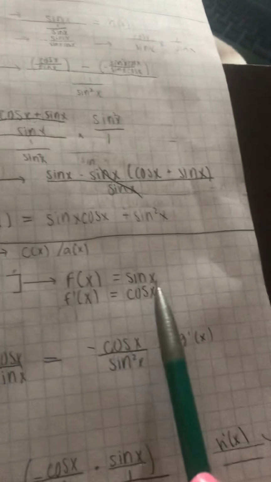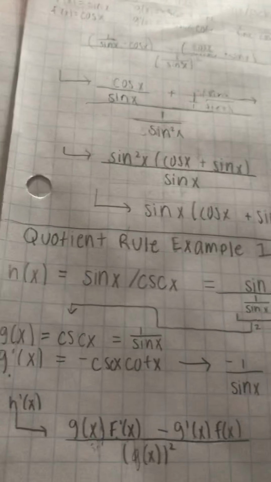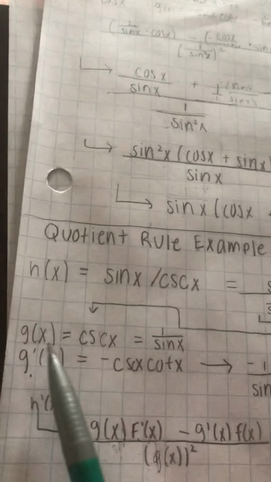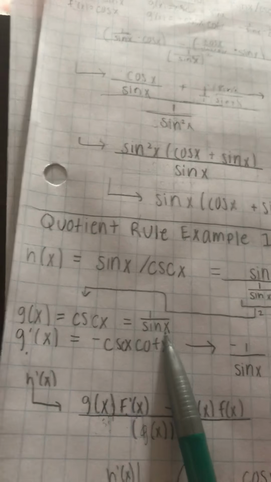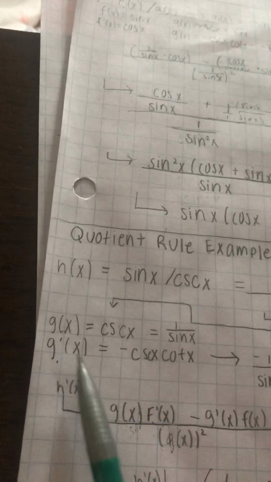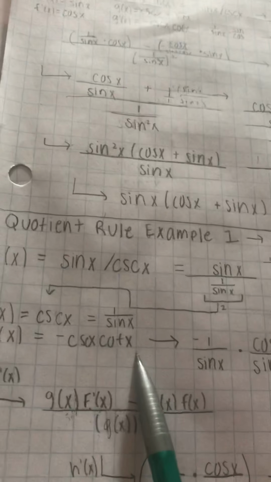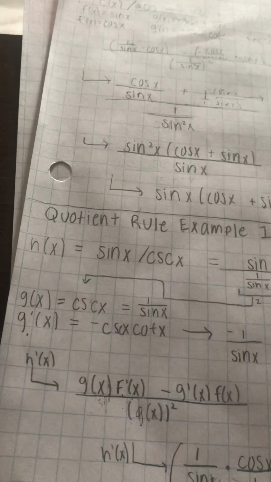F prime of x, or the derivative of sine of x, is equal to cosine of x. It's one of the trig rules. We've gone over it a couple times. The denominator was a little bit more tricky because I had a complex trig, just like a couple different terms. So it's g of x is equal to cosecant of x, which I turned into 1 over sine x. But g prime x is equal to negative cosecant x times cotangent x. I got this from the trig identities packet we got a little while ago.